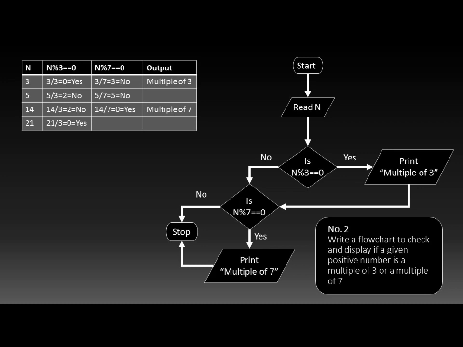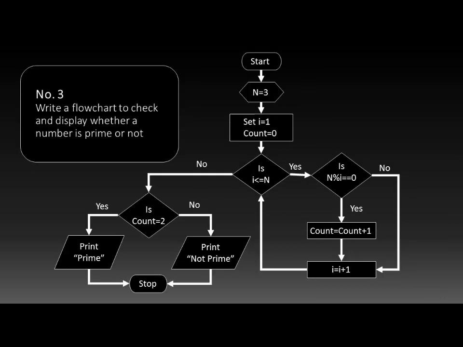Next example is we input a 21. So next is 21. If we divide 21 divided by 3, we're gonna get 7 and a remainder of 0. So the answer is yes. So we will print a multiple of 3. And we're gonna check if it's a multiple of 7. So 21 divided by 7, you're gonna get an answer of 3 and a remainder of 0. So the answer is yes. So print multiple of 7. And stop.